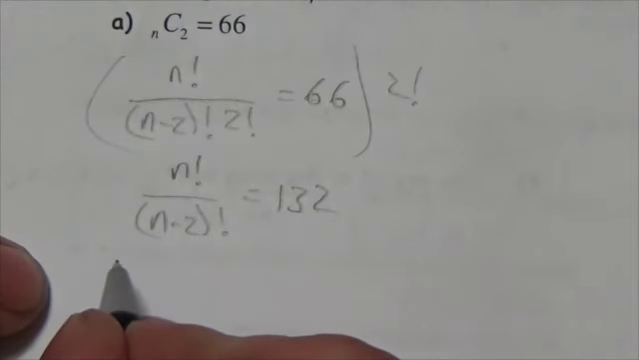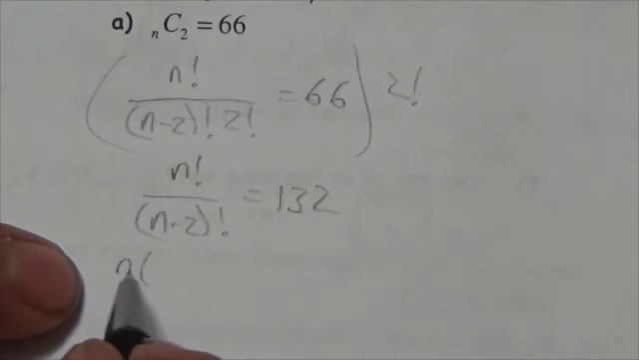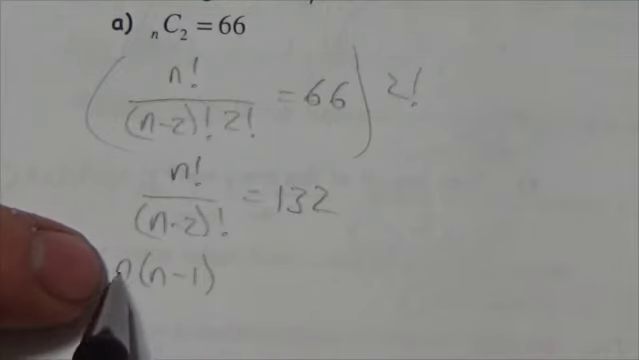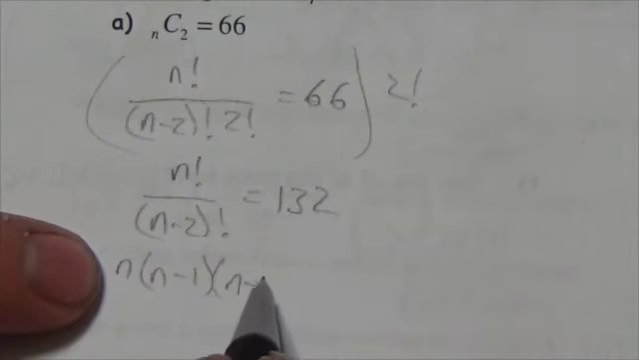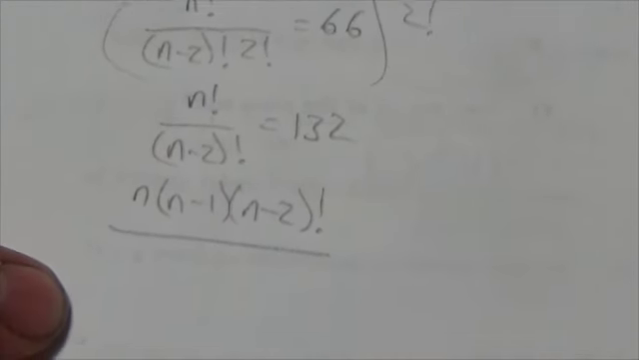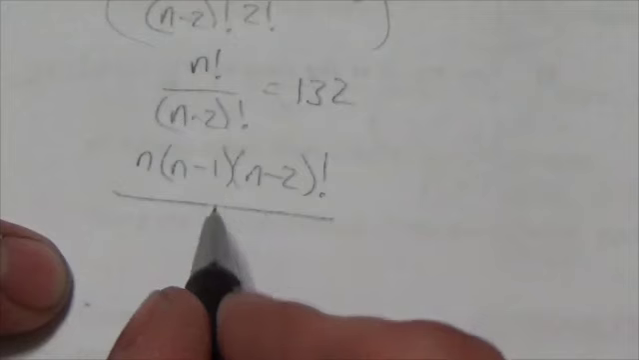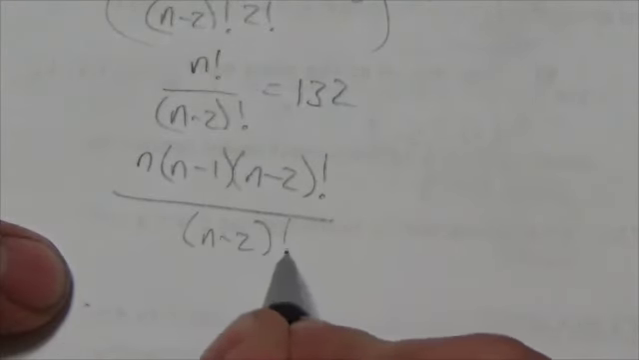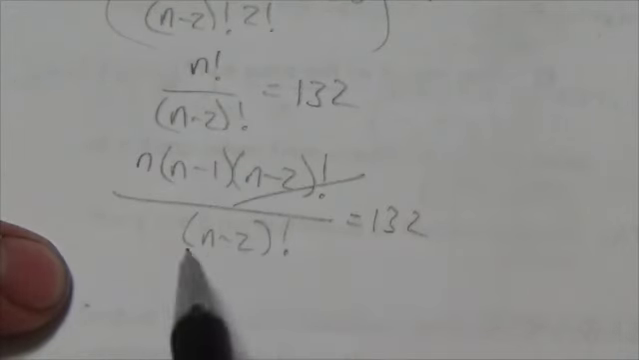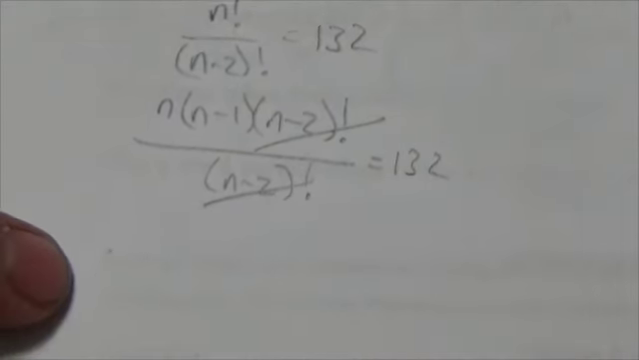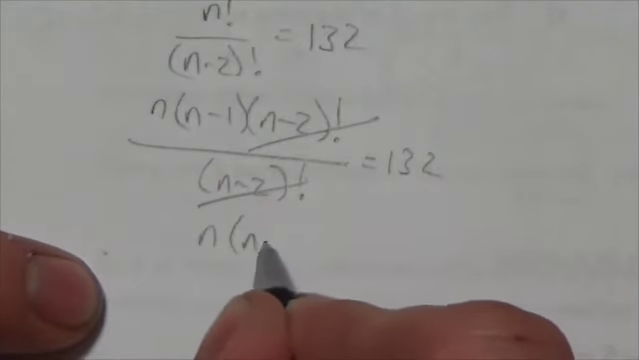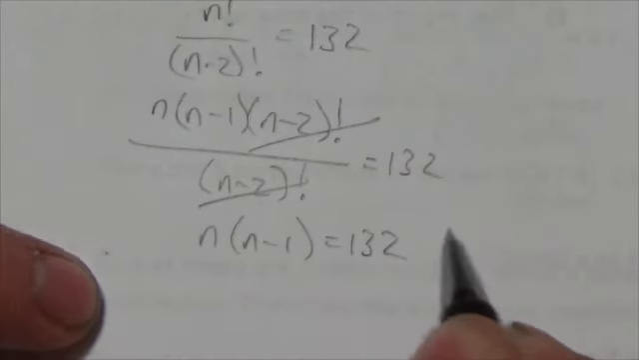So I'm going to expand this out. The first number here is going to be n. I will multiply it by the next smaller number, which will be n minus 1. I'll multiply it by 2 numbers less, which will be n minus 2. And I'm going to stop right there because I can see my denominator coming out in that. I put the factorial to indicate that I'm going all the way to the end. In the denominator I've got (n minus 2) factorial. So those two are going to cancel with each other. (n minus 2) factorial over (n minus 2) factorial is just 1. And I'm left with n times (n minus 1) is equal to 132.